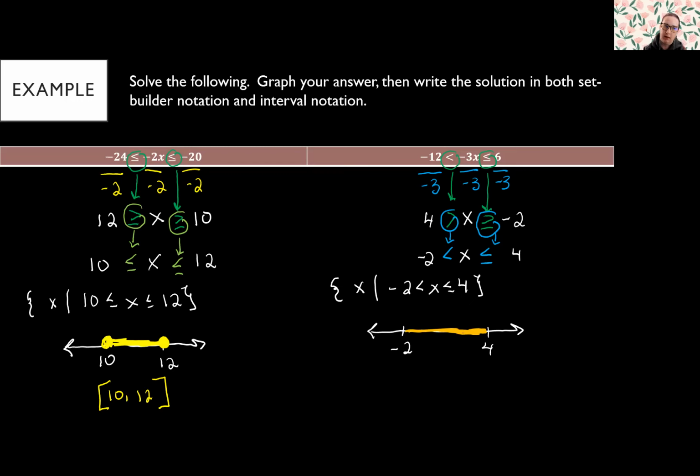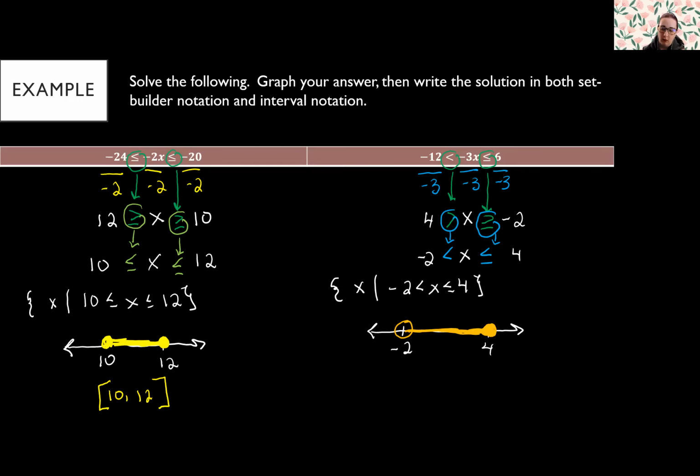-2, the symbol that's sort of like next to the -2 is a less than, so that's going to be an open circle. And then at the 4, the symbol with the 4 is a less than or equal to, and the equal to means it's a closed circle. So I've got an open circle and then a closed circle.